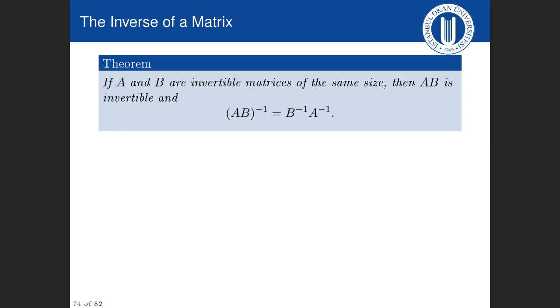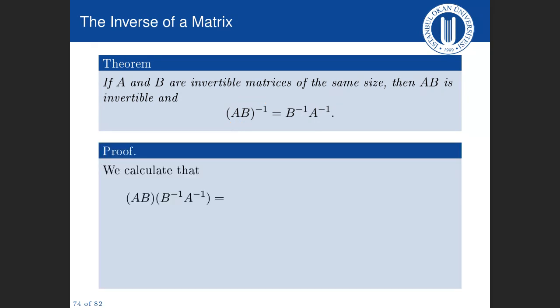If A and B are invertible matrices of the same size, then AB is also invertible, and the inverse of AB is B inverse A inverse. So look what we do. When we take the inverse of A multiplied by B, we can take the inverse inside and put it on both of the matrices, but we also need to change the order of A and B. Let me prove this.